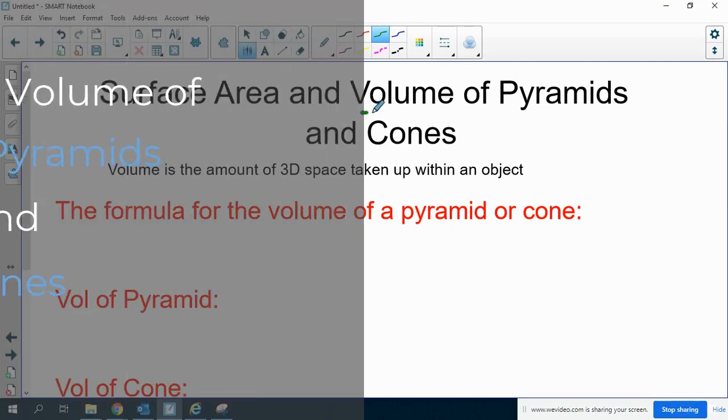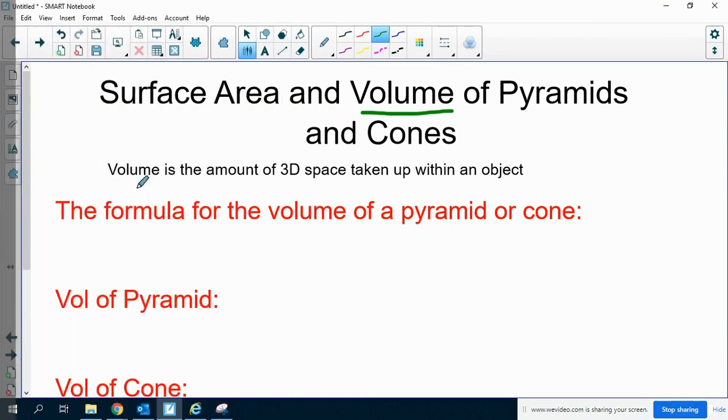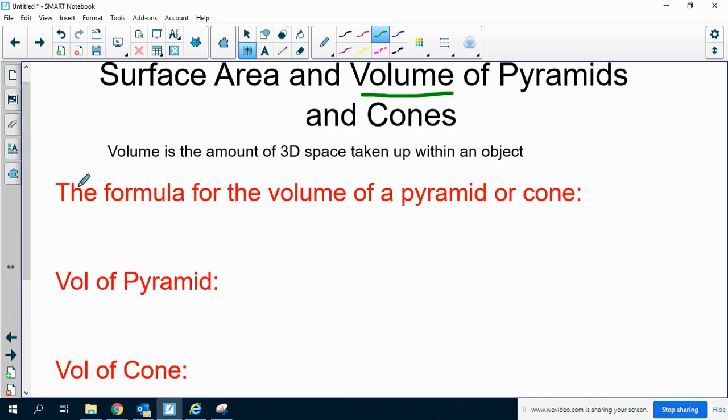The following video is about volume of pyramids and cones. So, just a reminder from last week, volume is the amount of three-dimensional space taken up within an object. And we're going to skip right to it. I'll put a video on the side of the screen explaining why some things are going on.